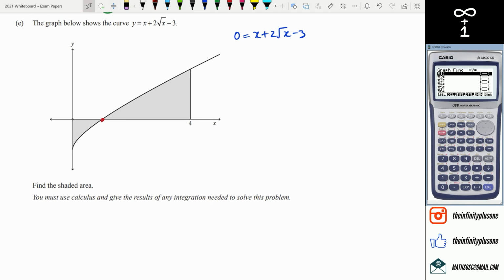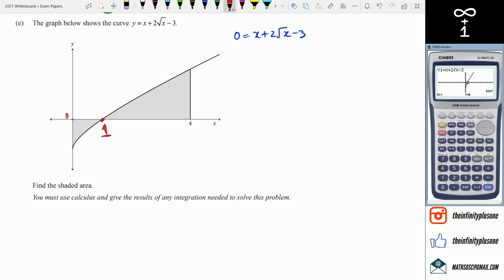And I'm going to go into x plus 2 root x minus 3. So when I draw that, that's the graph I'm looking at. I'm going to click on gsolve, and I'm going to look for the root because that's where it is going to cut the x-axis. And as you can see, that point right there is 1. So this red point right now is equal to 1.